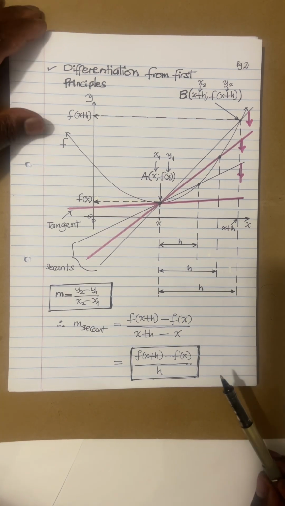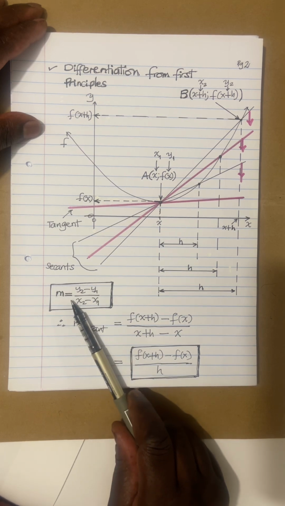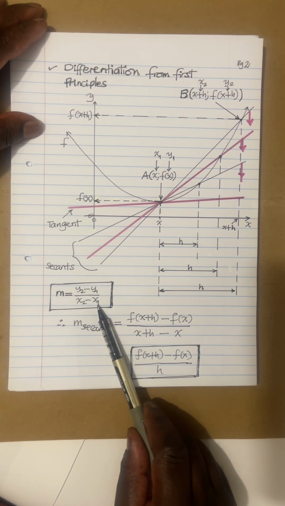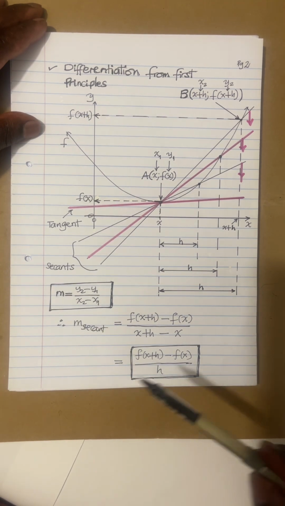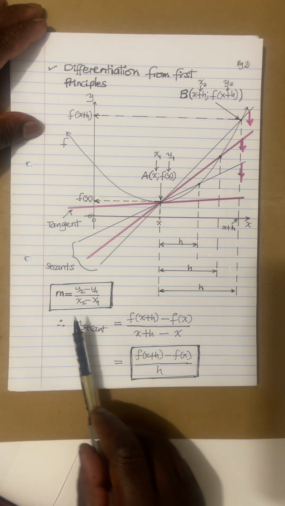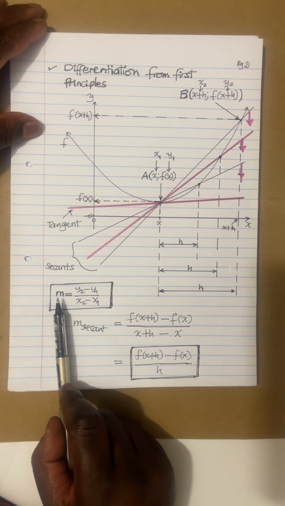Now, that is critical, because for any straight line, that is the formula for gradient of any straight line, change in y over change in x. So y2 minus y1 over x2 minus x1. Now, if we substitute, let me put a subscript to m there, and I'm going to call it m sub secant.